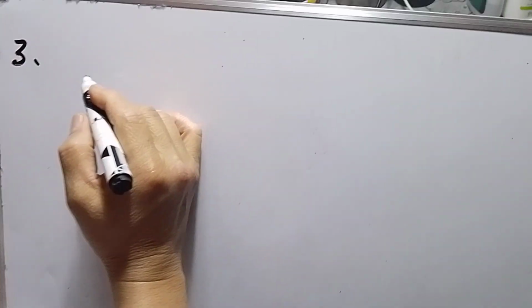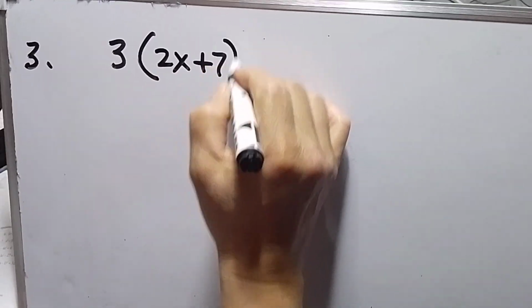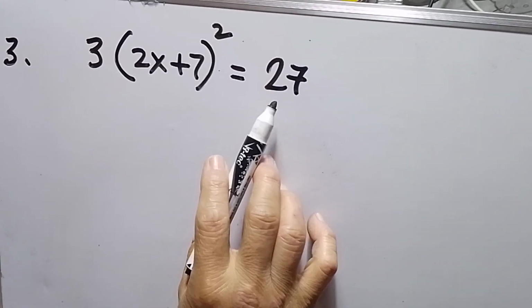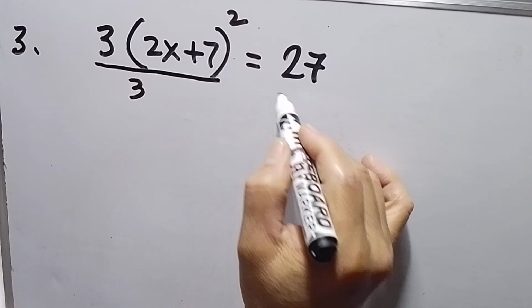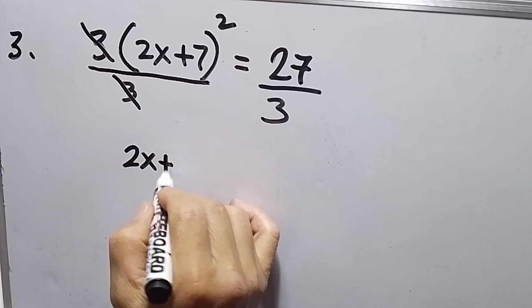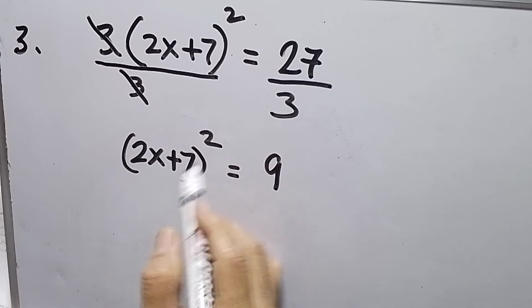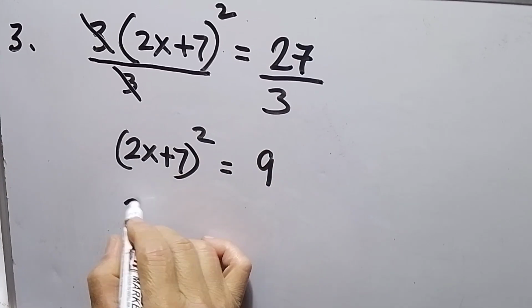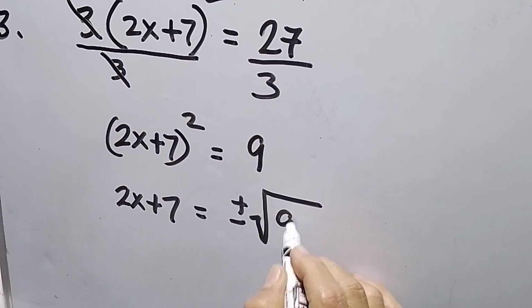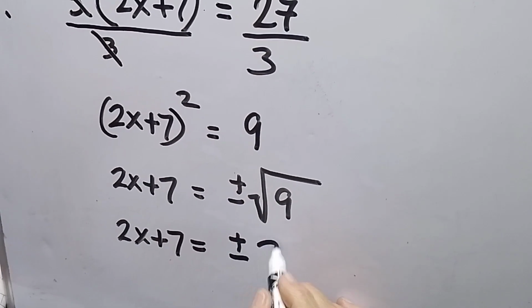Number 3, so 3 round brackets, 2x plus 7 is squared is equal to 27. Okay, take note, this is divisible by 3. So I need to divide this one by 3 to make it shorter. So I have here 2x plus 7 squared is equal to 27 divided by 3 is 9. And then extract the square root. So this will be 2x plus 7 equals plus and minus square root of 9. So this will be 2x plus 7 is equals to plus and minus 3.